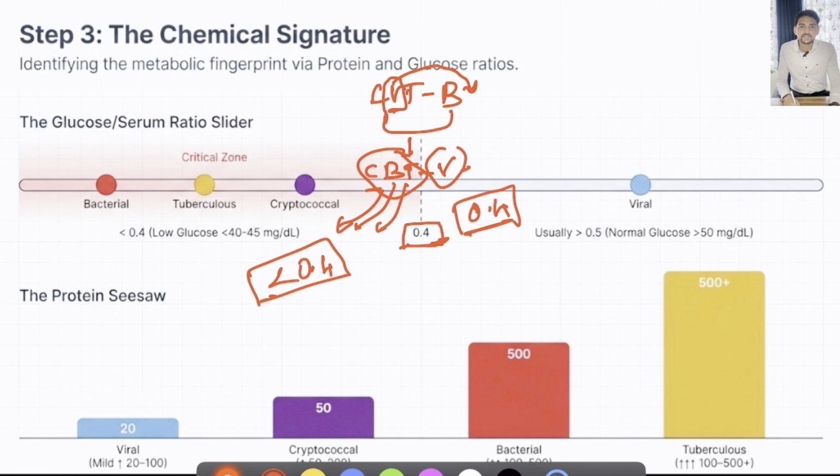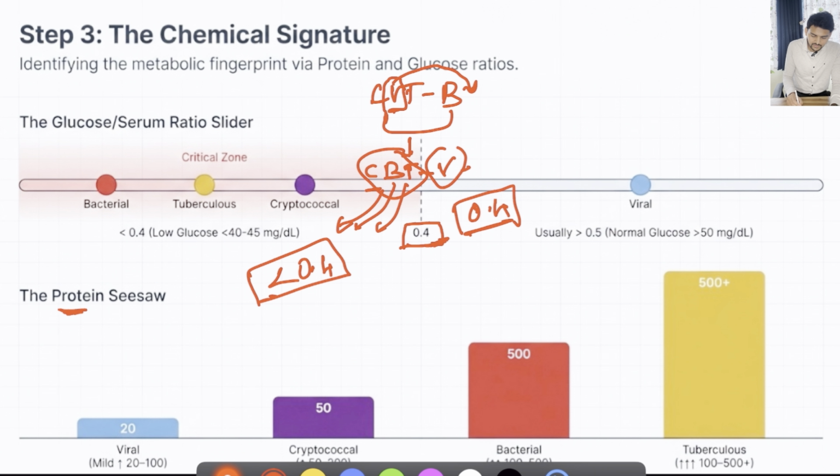So because of increased immunological demand by immunological cells, they will be utilizing more glucose for functioning, leading to reduction of glucose in the CSF, where the actual fight is happening between the infective agent and our immunological cells. This is regarding the glucose ratio in CSF and serum.